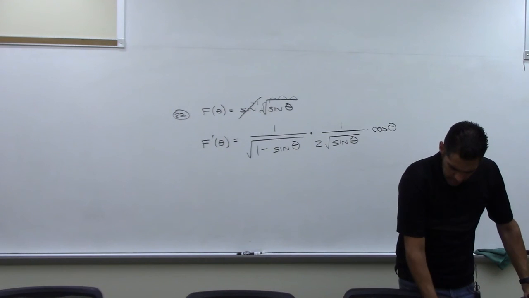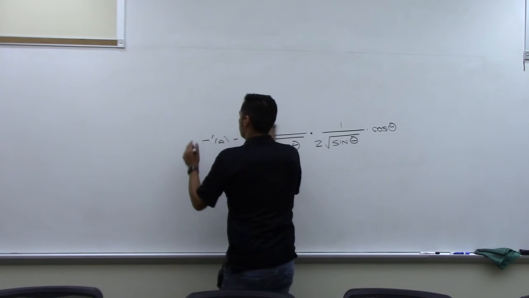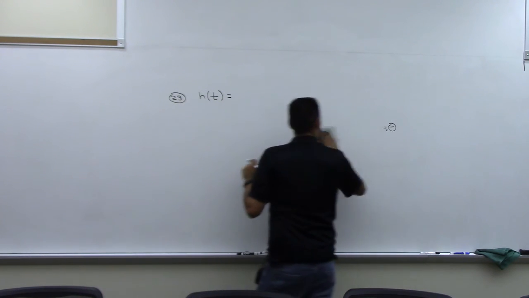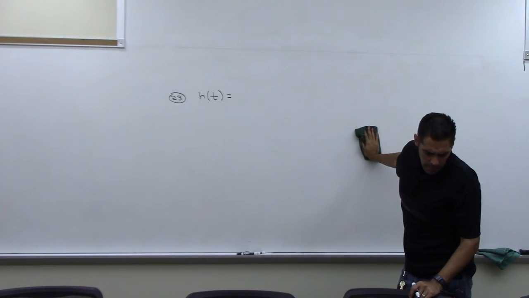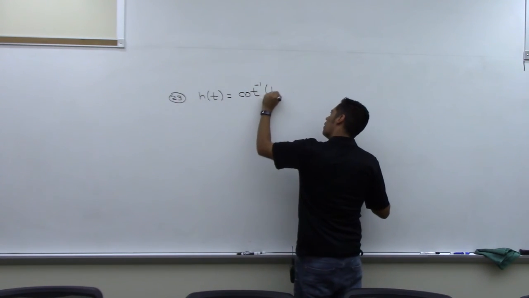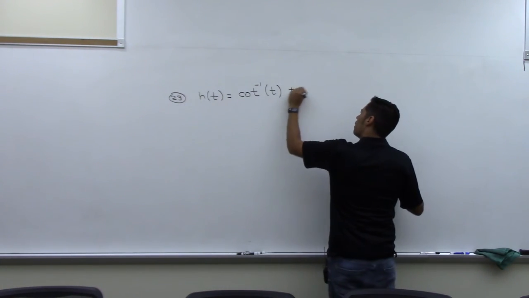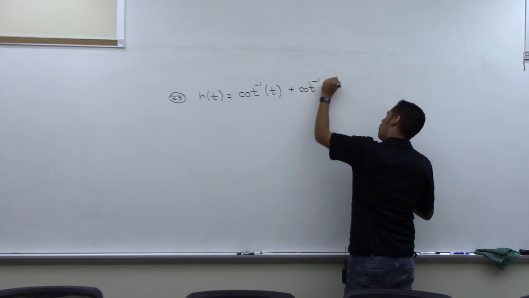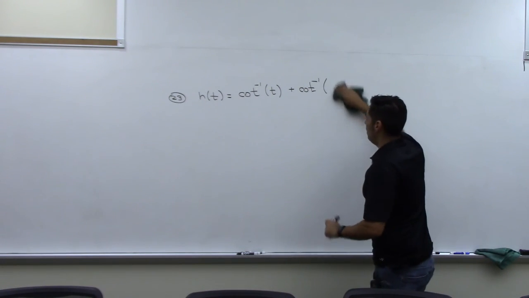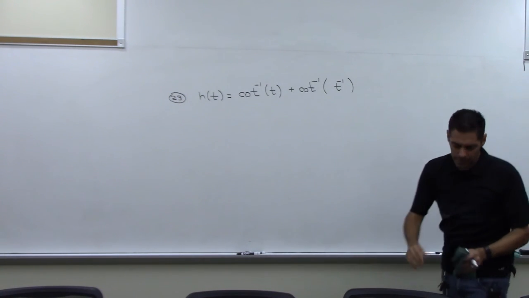All right, 23. H of t equals cotangent inverse of t plus cotangent inverse of 1 over t. Now that 1 over t, I'm going to rewrite that as t to the negative 1. And let's try and take a derivative.